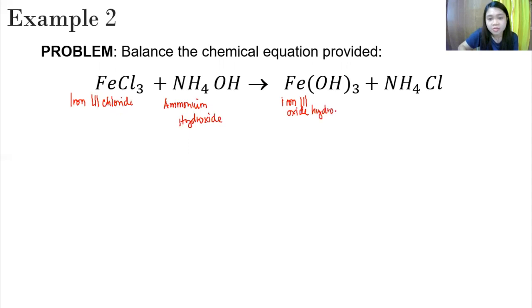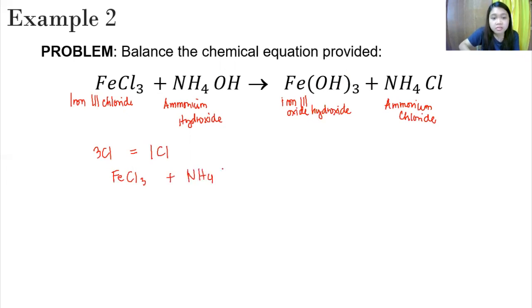This is ammonium hydroxide to form this compound, which is iron 3 oxide hydroxide. This is kind of a complicated compound. And then it also has a product of ammonium chloride. So these are the chemical species that are involved in this chemical equation. What we need to do is to see what is the first element that we can balance. Based on our reactants, we have 3 chlorine here from iron 3 chloride, and we also have here only 1 from ammonium chloride. So how do we balance chlorine this time?